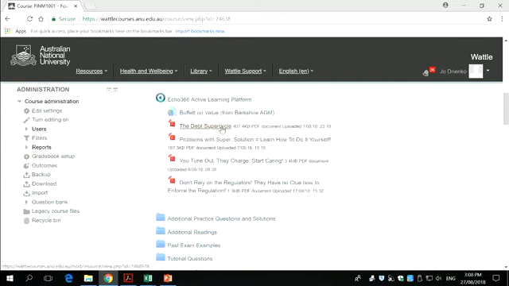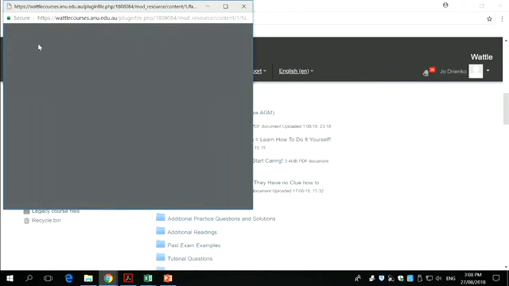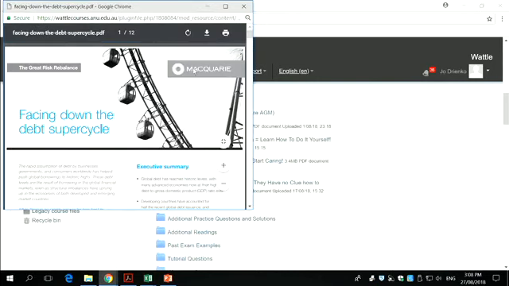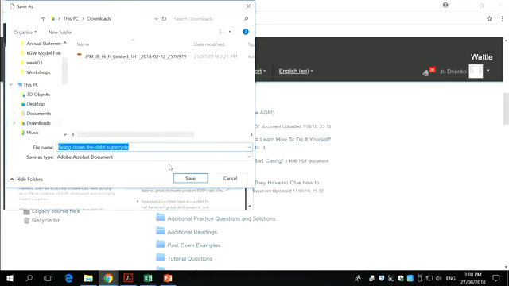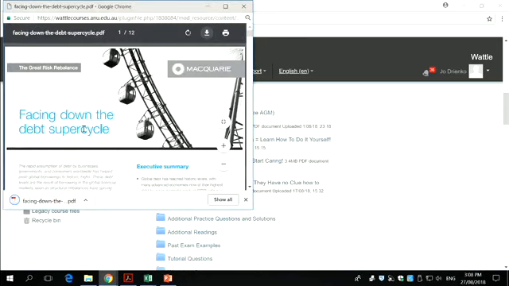Here, the debt supercycle. So this is an interesting article from Macquarie Bank that I can provide to you.